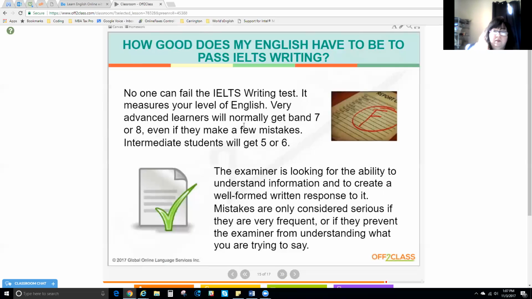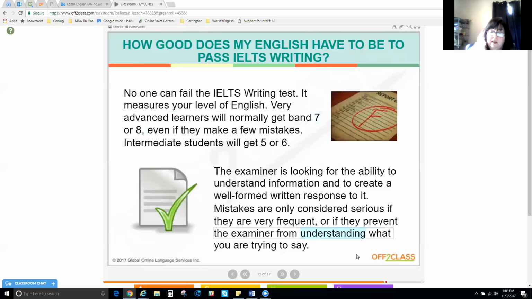Okay, so if you're an advanced learner, you'll likely get a 7 or 8, even if you make some mistakes. If you're an intermediate student, you'll likely get a 5 or 6. Okay, that's why we recommend an upper intermediate or higher, and if you're an upper intermediate student, you're going to have to work very hard to get a 7. Even an advanced student would have to work extremely hard to get an 8. That's almost native fluency.